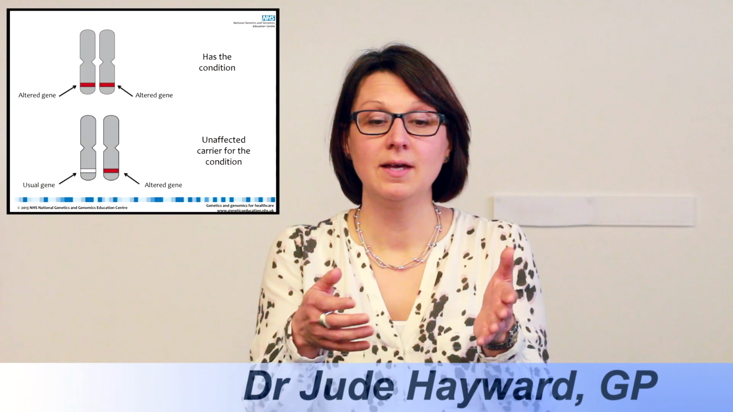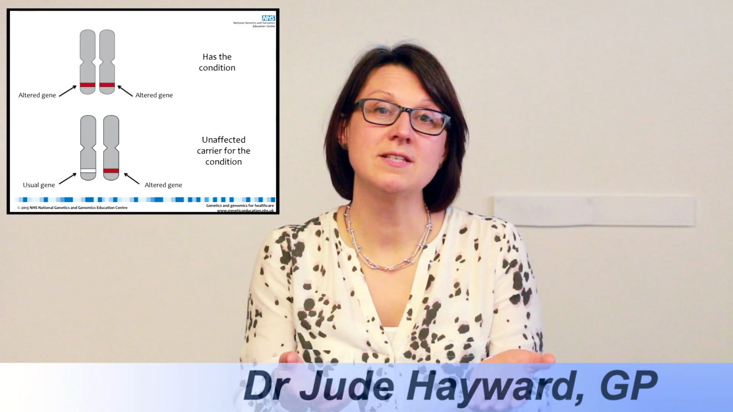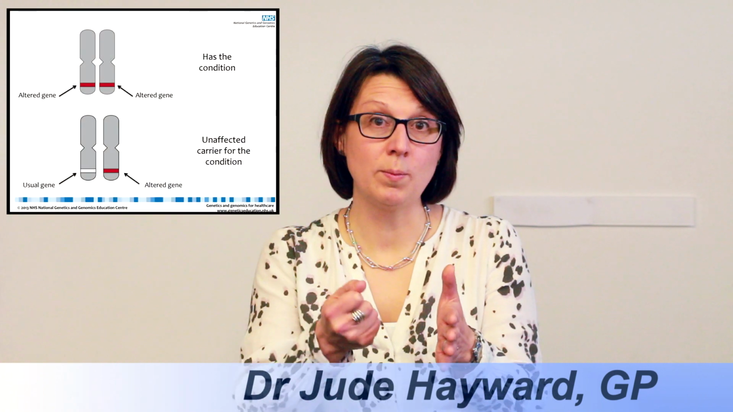We each have 2 copies of every gene. Most of the time, both copies of the genes are unaffected. They don't have any significant spelling mistakes in them. However, in an autosomal recessive condition, if somebody has 1 copy of a gene with a spelling mistake in it, they're what's called a healthy carrier. They generally don't have any features of the condition. They generally won't notice any health problems.